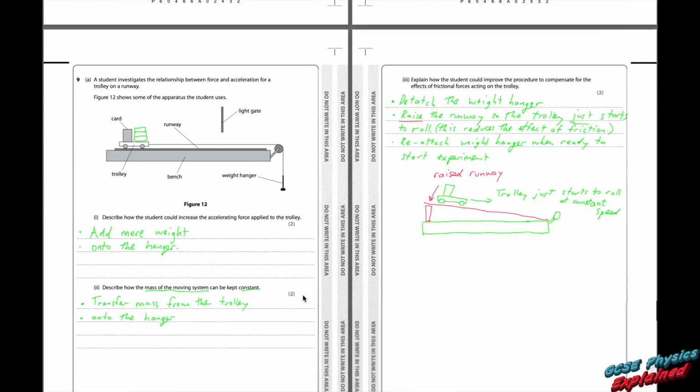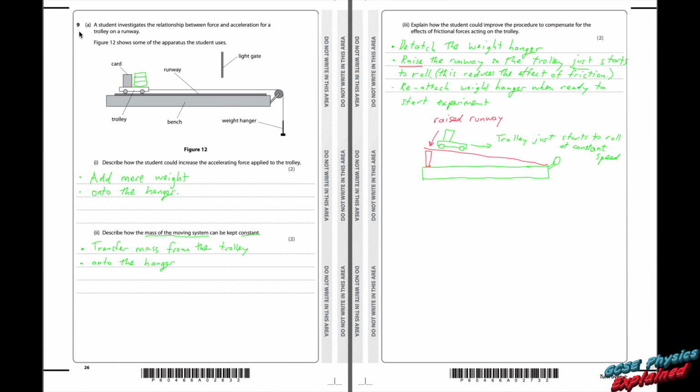Question 9. The student investigates the relationship between force and acceleration for a trolley on a runway. Figure 12 shows some of the apparatus the student uses. Describe how the student could increase the accelerating force applied to the trolley. The thing that's going to make the trolley accelerate is how much weight is on that hanger, because you drop that hanger and it's going to pull the trolley across to the side. So basically, add more weight onto the hanger.